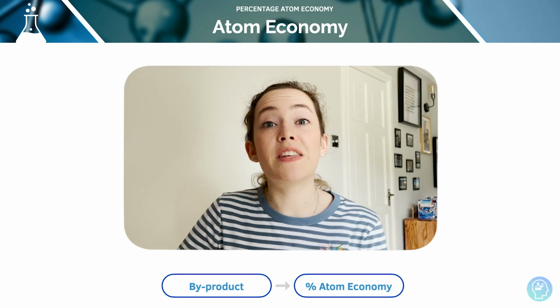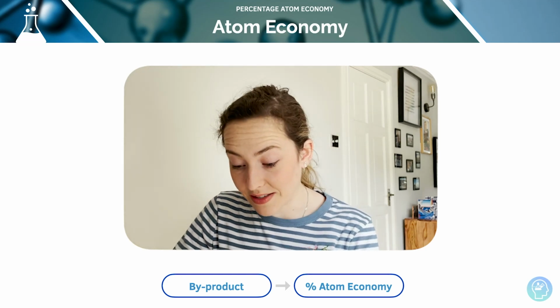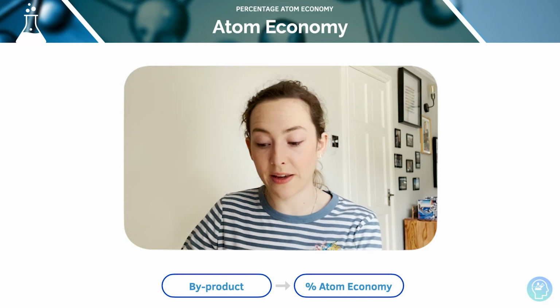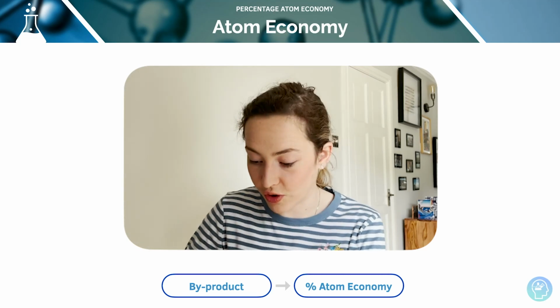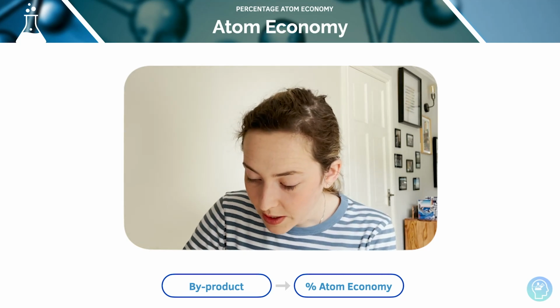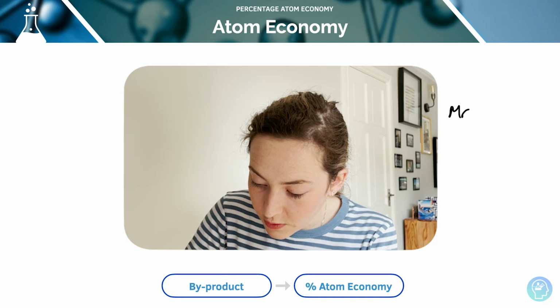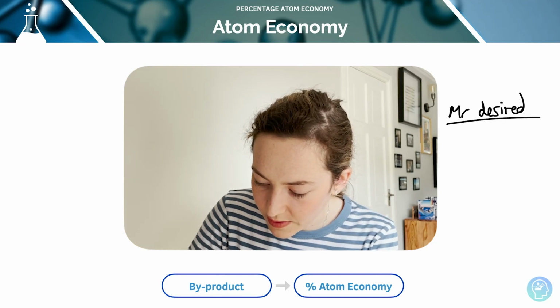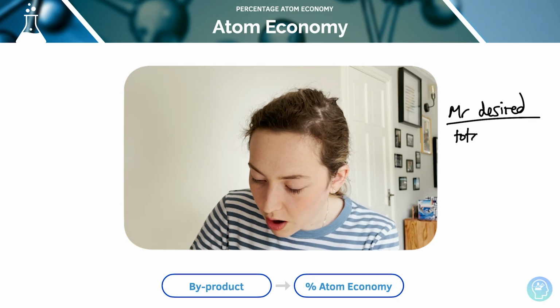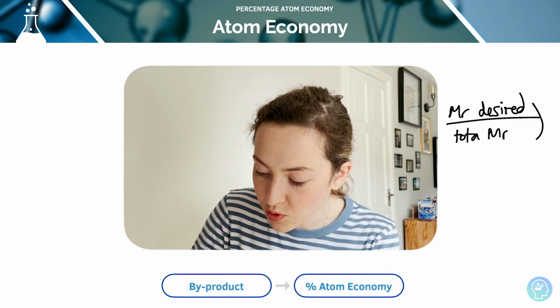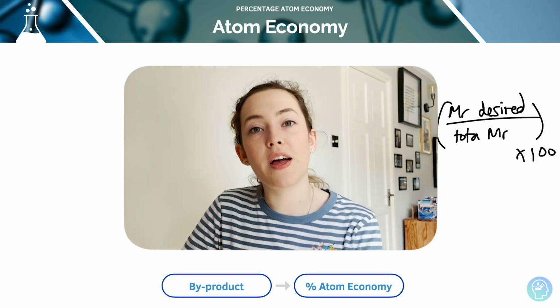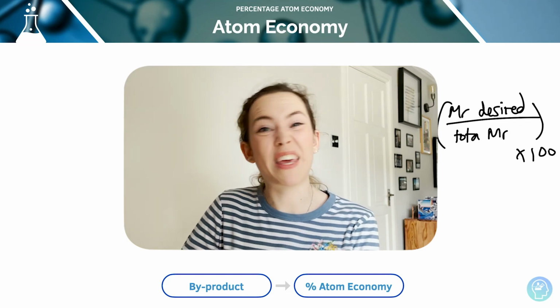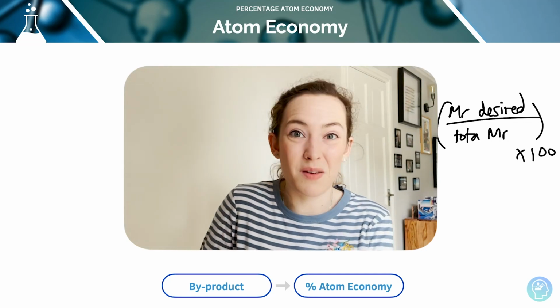So the relative molecular mass of the desired product divided by the total molecular mass of all reactants times 100. That is your equation. So Mr of the desired product, and we'll obviously do some calculations of this, over total Mr of all reactants times 100 is going to give you your answer. And most of the units we'll be working with are kilograms, grams, and moles.